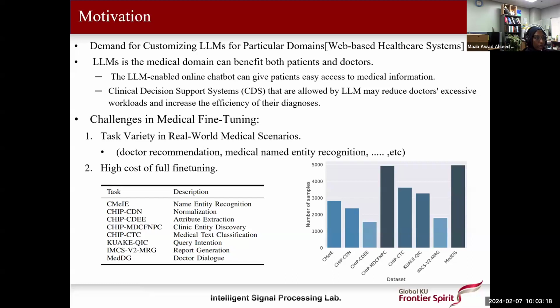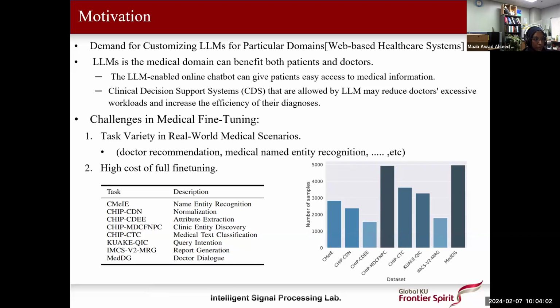First, it could be beneficial for both the patients and the doctors. For the patient, it could be very easy access to medical information, as we can use the large language model for an online chatbot. Also, a very simple consultation. For the doctors, it could help with disease diagnosis, especially in clinical decision support systems, where the doctors use support systems to help them with the disease diagnosis.